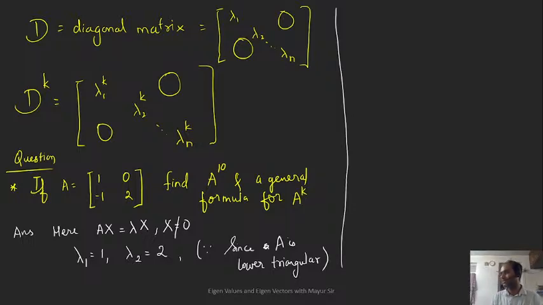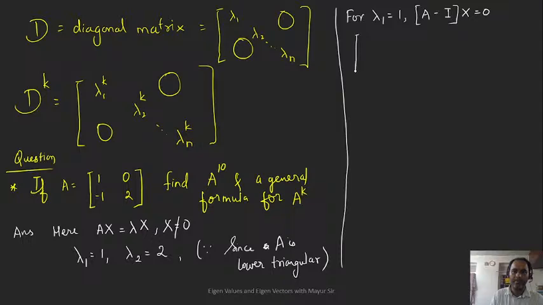So this is another important thing I wanted to tell you, that these things are crucial from the computational point of view, or computer mathematics. Now since A is a lower triangular matrix, we have lambda 1, lambda 2 as the eigenvalues. Now for lambda 1, we calculate (A minus I) times x equals 0.